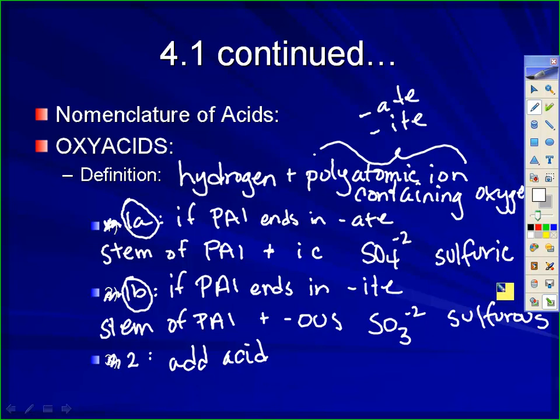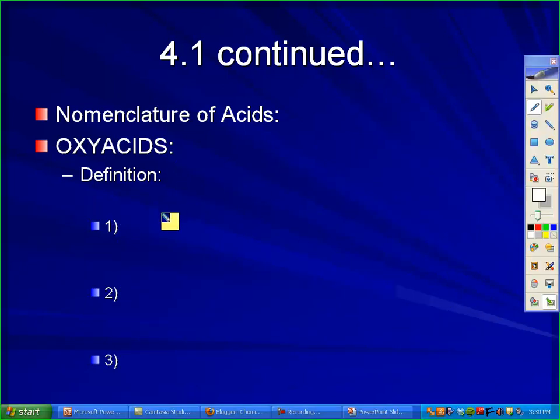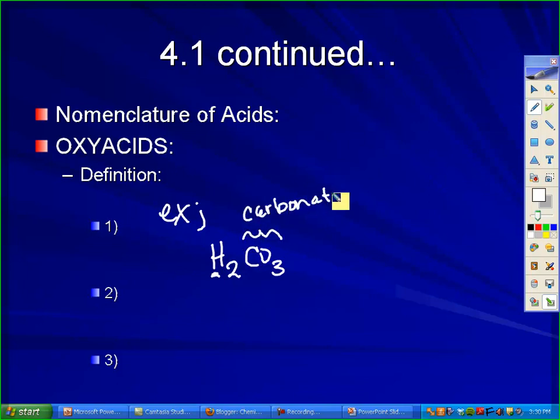Let's do a couple of examples, and you will want a polyatomic ion sheet handy unless you recognize these polyatomic ions. Let's do this one, H2CO3. Here are my ionizable hydrogens, and there's my polyatomic ion, that is carbonate. So the stem of my polyatomic ion would be carbon. Add an ic, because it's ate. I ate it, ic. So that would be carbonic acid.